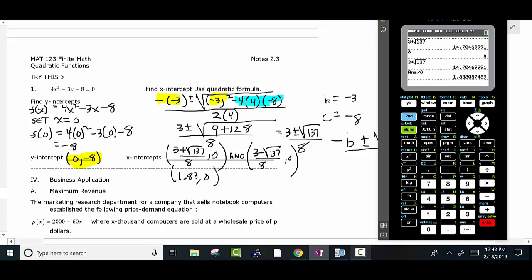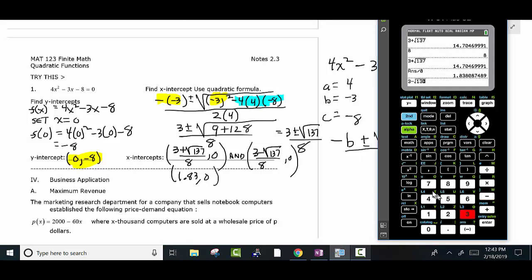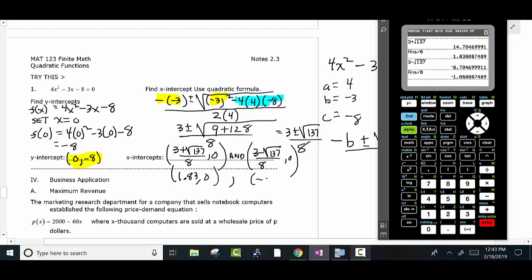Then you do the second one. You just go 3 minus the square root of 137, like that, and then divide by 8. That will give you the decimal on that. So the other X-intercept, the decimal answer, is about -0.109 if you round like that.